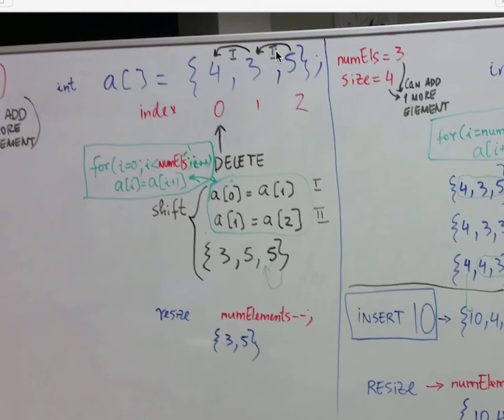What would happen if I did this first and then this second? You're going to end up with a bunch of 5s. If I move index 2 first and then I move index 1, I'm going to end up with an array of only 5s, right? And that's why it makes a difference which one you do first. So this is the basic shift of an array. We're going to be doing this kind of stuff quite a bit, so get comfortable with it.